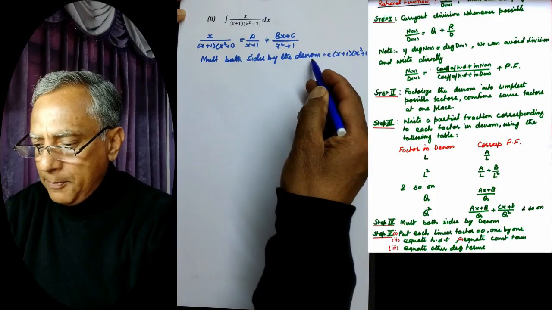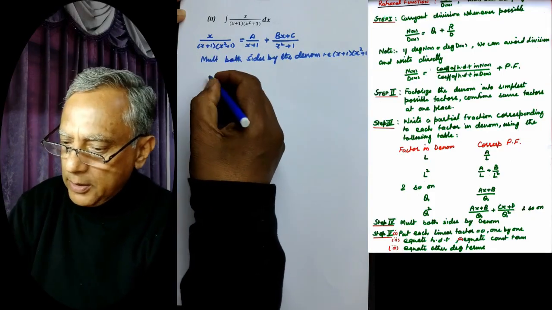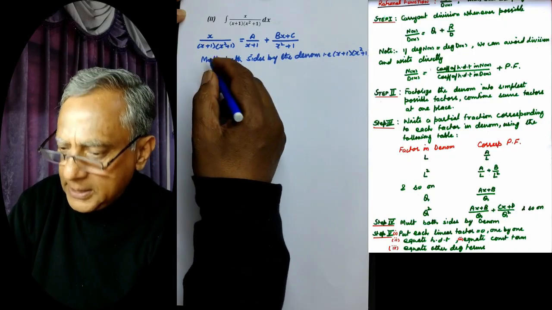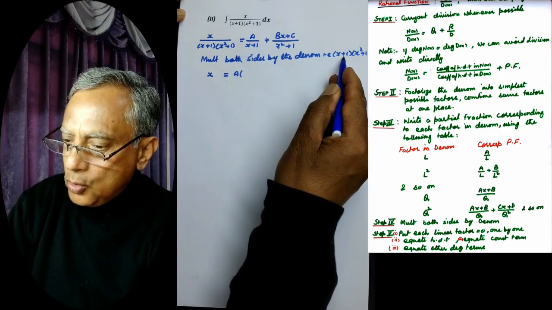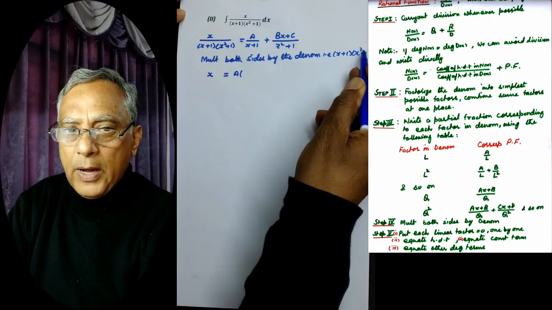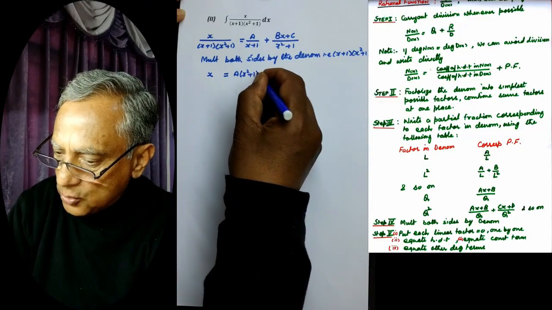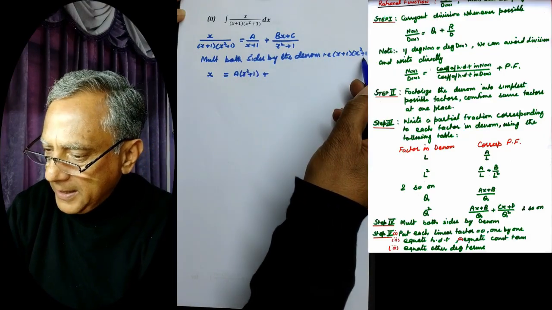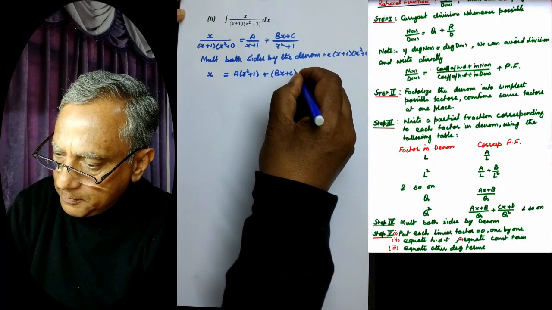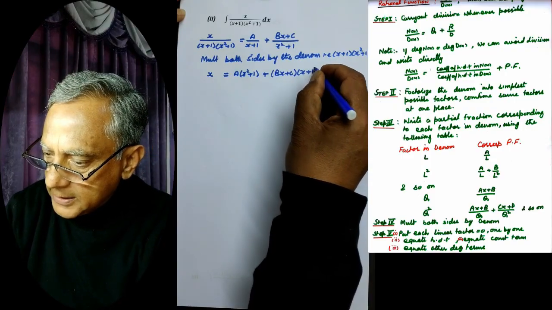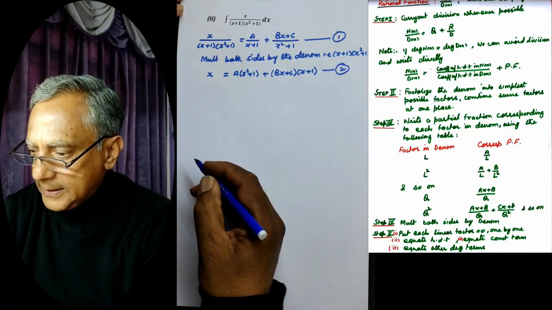Next we will multiply both sides by the denominator, that is x plus 1 into x square plus 1. What we will get is x is equal to, this will cancel and we will get x. A into x plus 1 will cancel with x plus 1. If we multiply this by this term, x plus 1 will cancel and we will get a into x square plus 1. Now multiply this term by this. So x square plus 1 will cancel and we will get bx plus c into x plus 1. Now let us say this as 1, this as 2.